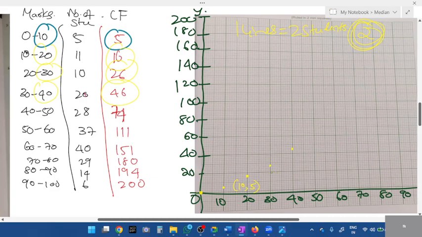Shall we do the 50, 74? Okay, for 50, 74, which line is visible? How do I split 74? 70 plus 4. This 4 I have to divide by how many students each line represents? I have to divide by 2. So after 70, how many extra lines do I have to plot?